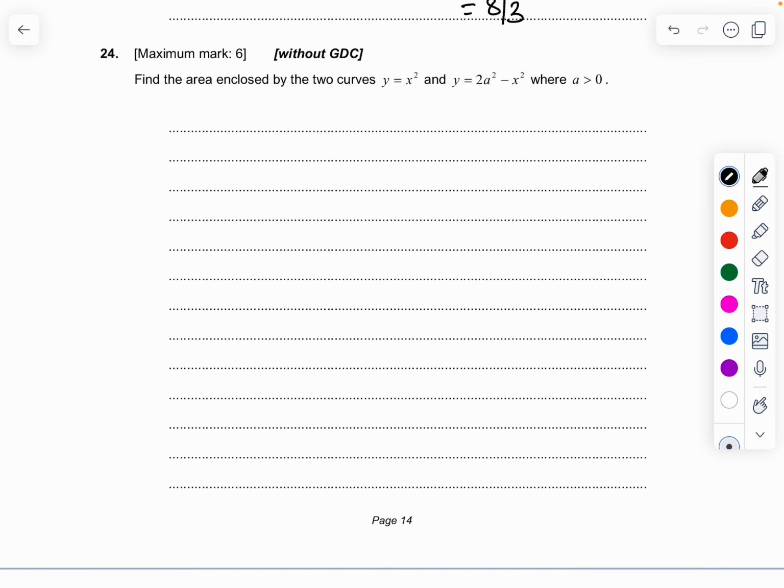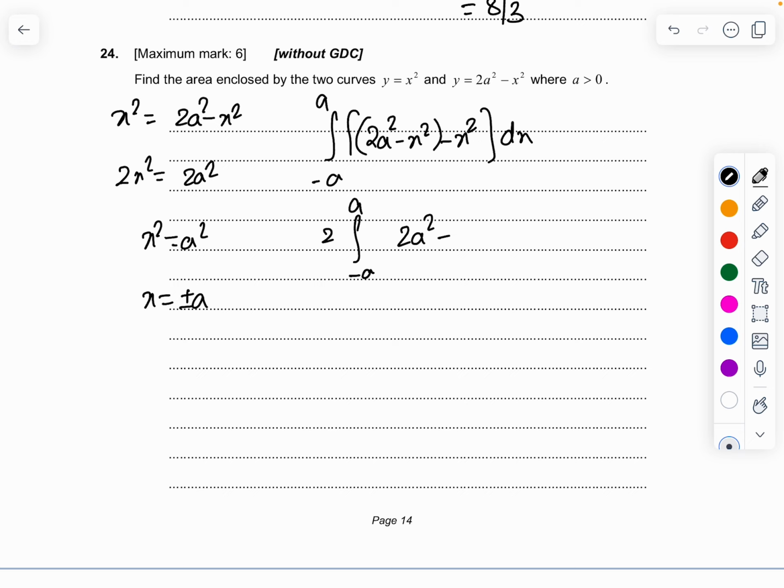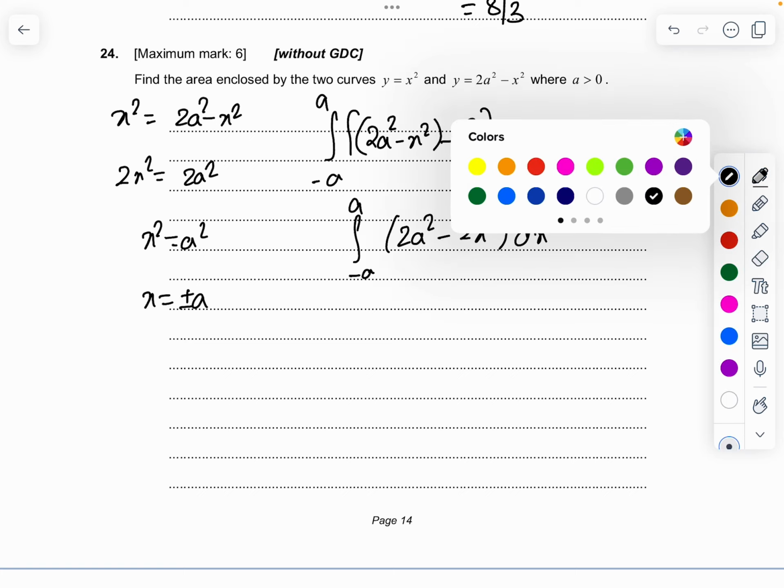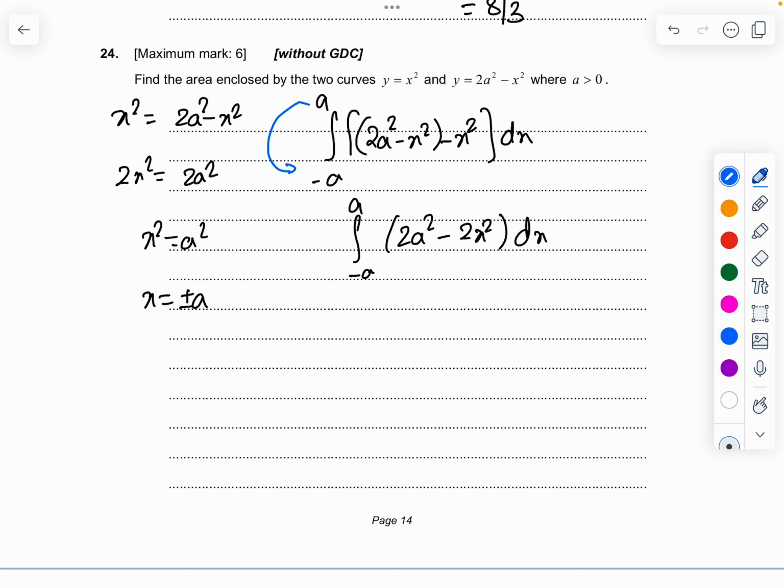So integral of negative a to positive a, 2a square minus 2x square dx. There is no 2 over here. So what will happen is we have the limits minus a to plus a. So in between 0 is there. So area above the curve will be equal to the area below the curve. So therefore I can do 2 times of 0 to a, 2a square minus 2x square dx. So it becomes 4 times of 0 to a, a square minus x square dx.